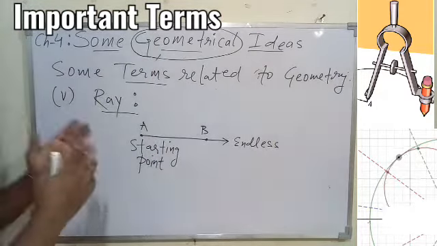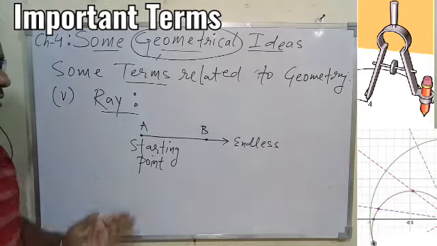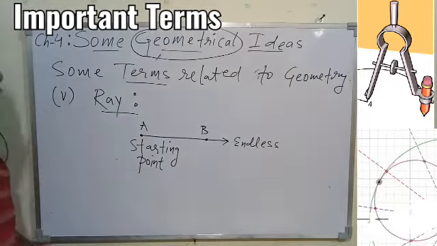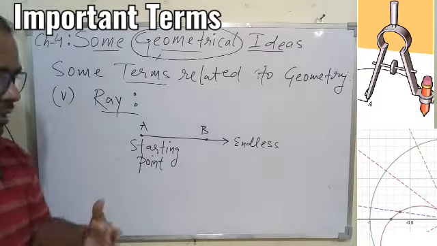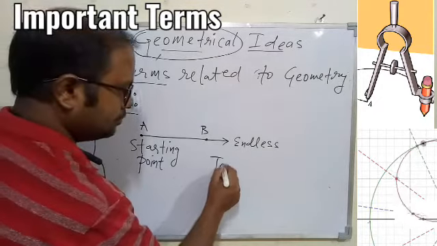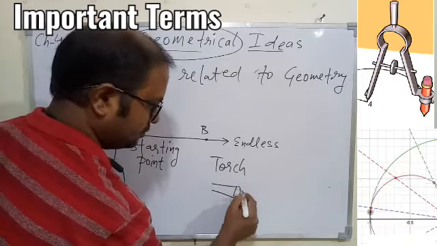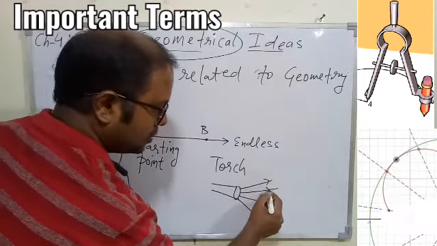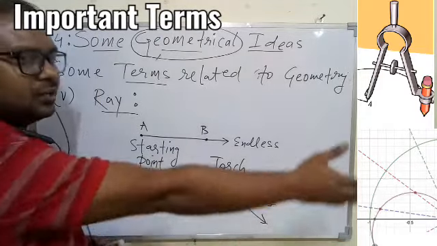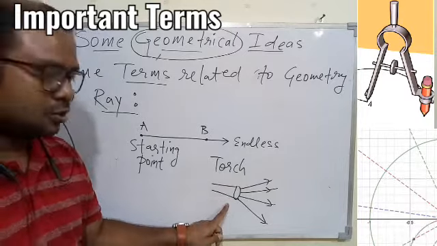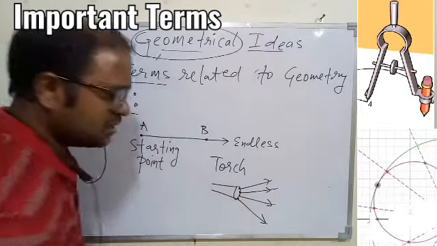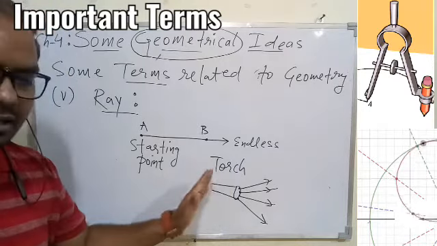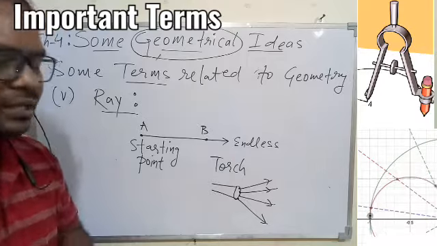So if you modify the line segment this way, it becomes a ray, such that one point is a starting point and the other side has no end. The starting point is from where it originates. Just take the example of a torch. When you switch on the torch, we can consider different rays of light. The light moves in a particular direction, but it is coming from the torch. So the starting point is the torch, and on the other side there is no end for this ray.